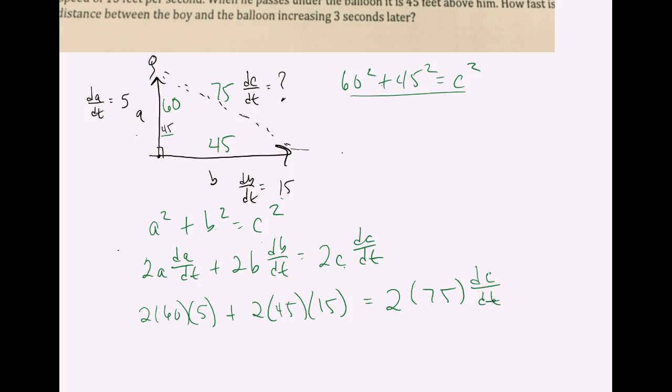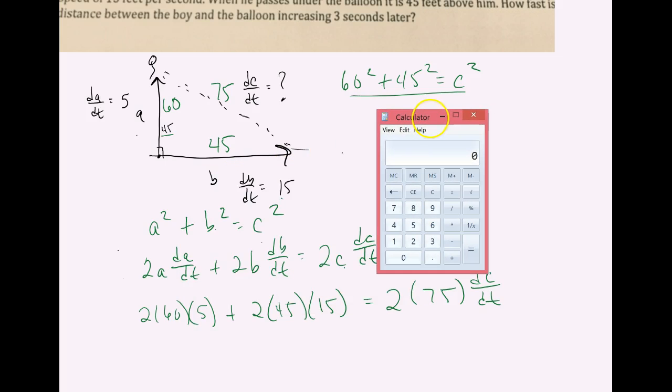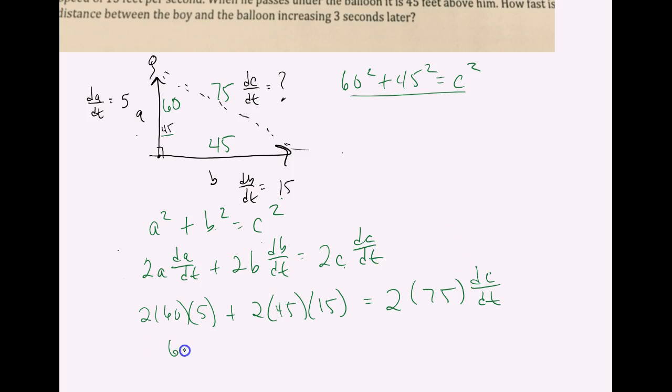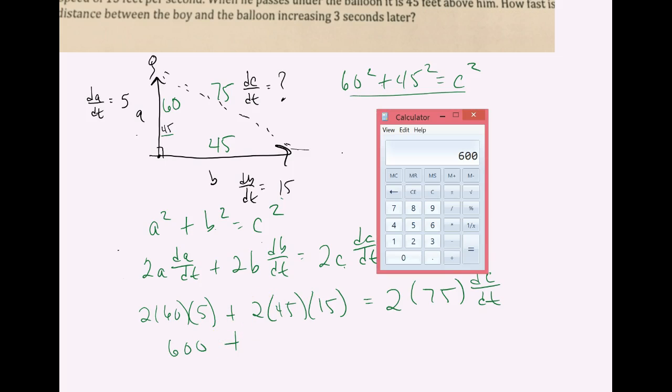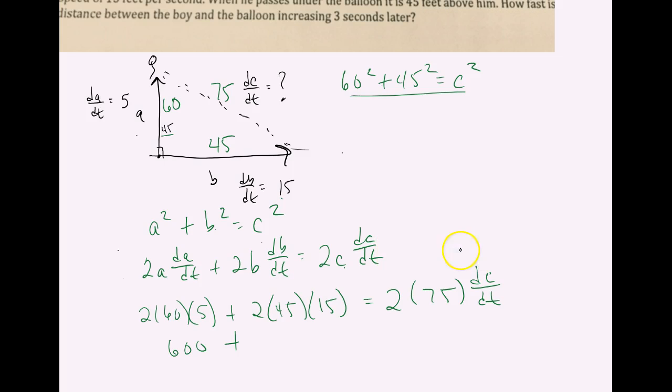So from here it's just a gross calculator problem. Okay, so it's going to be 120 times 5. I'm getting 600 here. Plus, that's going to be like 90 times 15, 1350, and then that's equal to 150 dc/dt.